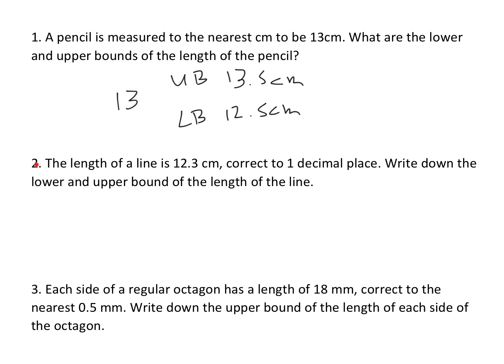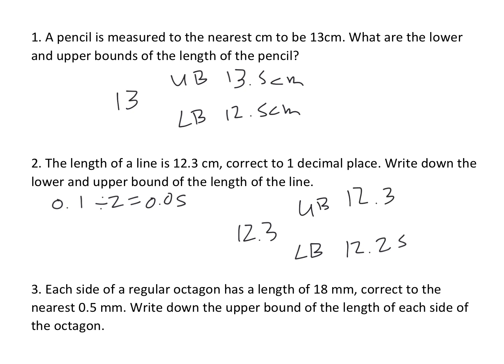Number 2. The length of a line is 12.3 centimetres, correct to 1 decimal place. Write down the lower and upper bound of the length of the line. Well, if it's been rounded to 1 dp, that's 1 decimal place, 0.1. If we half that, we get 0.05. So for the 12.3, the lower bound is going to be 0.05 below this, so 12.25, and the upper bound will be 0.05 above, so 12.35.